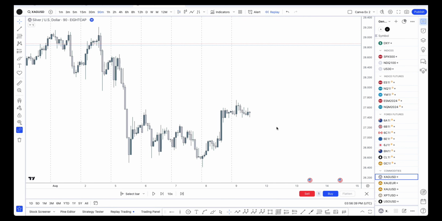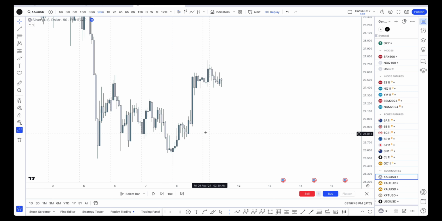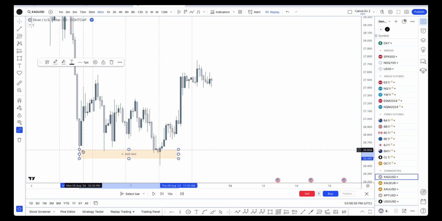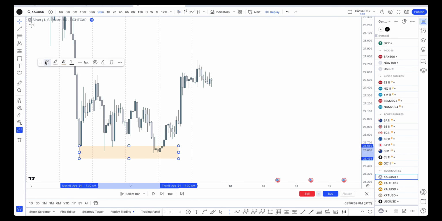Okay, so let's just use this as a quick example. I'm on the 90-minute time frame, as you can see. Obviously, I cherry picked this example because, well, why not? So let's just say you had all the confluences for your setup, right? So we're just going to pretend this is like some kind of rejection block.